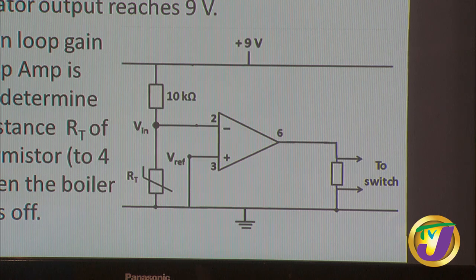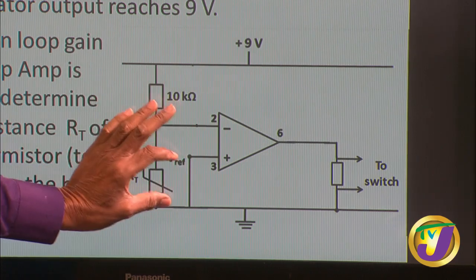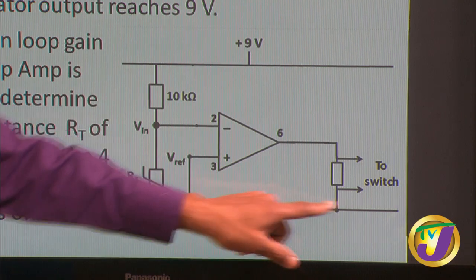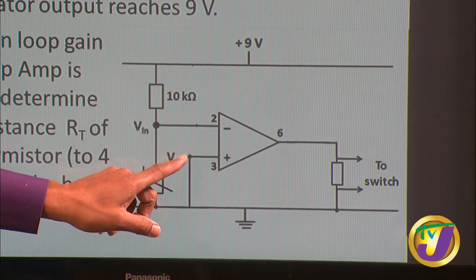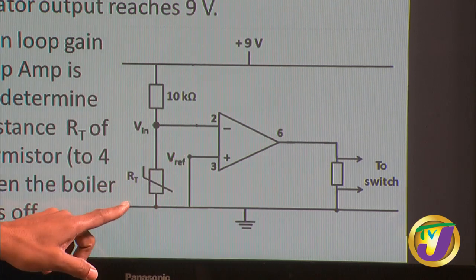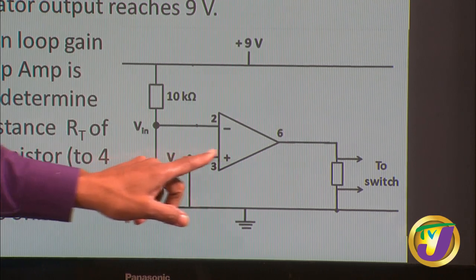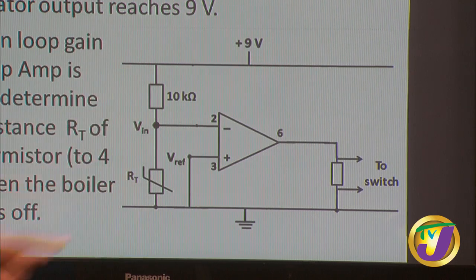Look at the operational amplifier. We see that the reference voltage here would be 0, because it is connected to the earth and it is not connected to the positive power. So at this point, the potential is the same as the earth potential, and the potential of the earth is 0, so the input to the inverting terminal is 0. And we can find out what V in is.